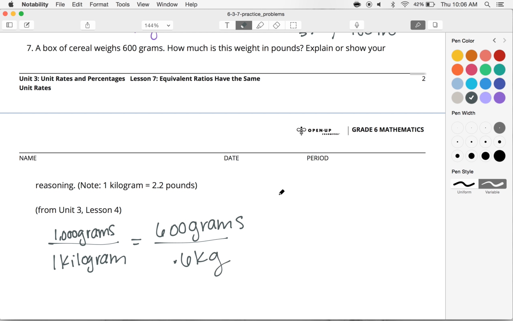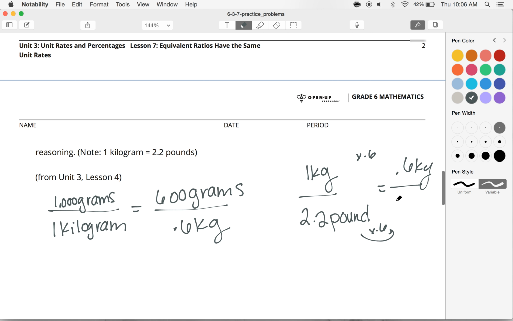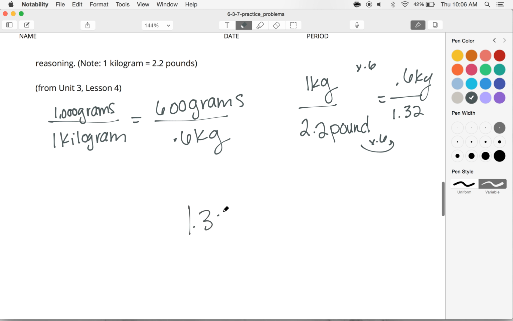Well, if I'm trying to take this to pounds, I know 1 kilogram is worth 2 2/10 of a pound. If I have 6/10 of a kilogram, I'm going to multiply by 6/10. And then I can say that I am 1 3/2 pounds. So 1 3/2 pounds.